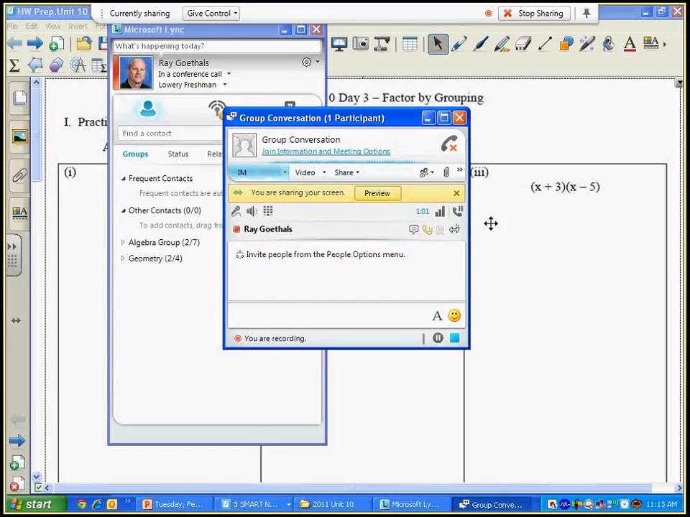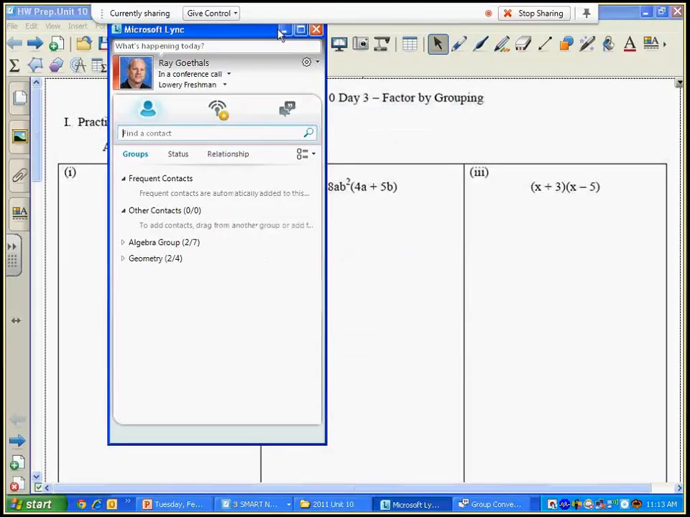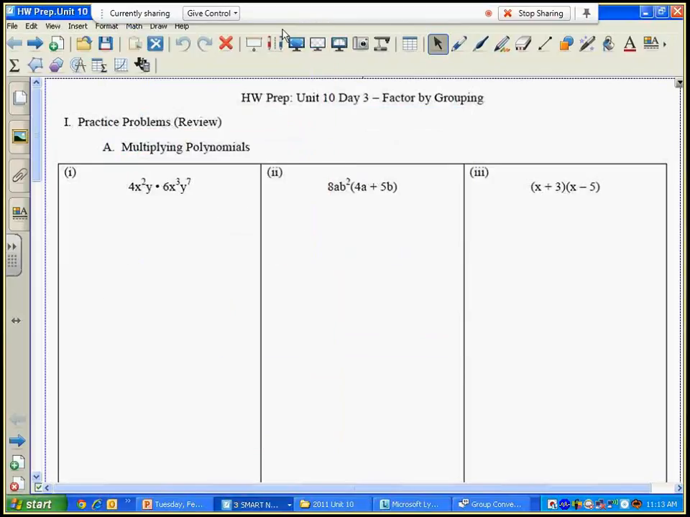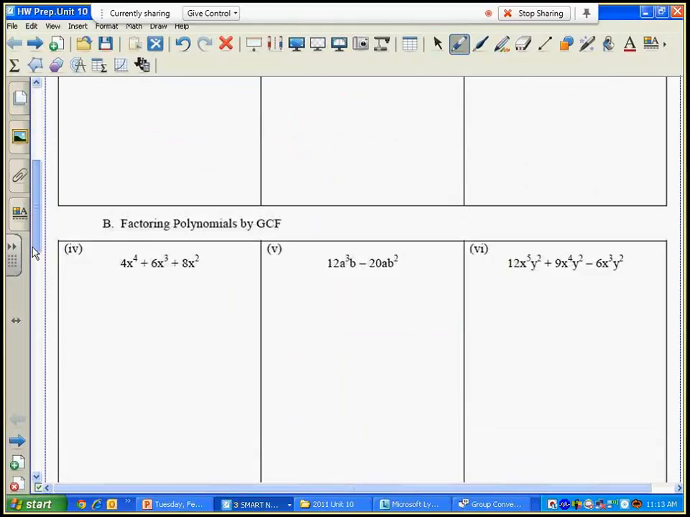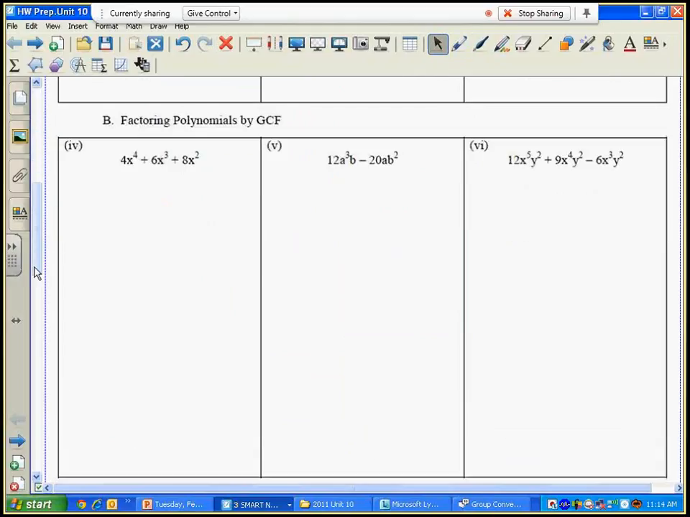Unit 10, Day 3. I asked you guys to fold a 3 by 2 in class. So if you'll look up here, copy down in those top 3 boxes these 3 multiplication problems, and then go ahead and simplify those problems through multiplication. And then go down to the bottom 3, copy down these 3 expressions, and factor those expressions using GCF, just like we did in our Day 2.